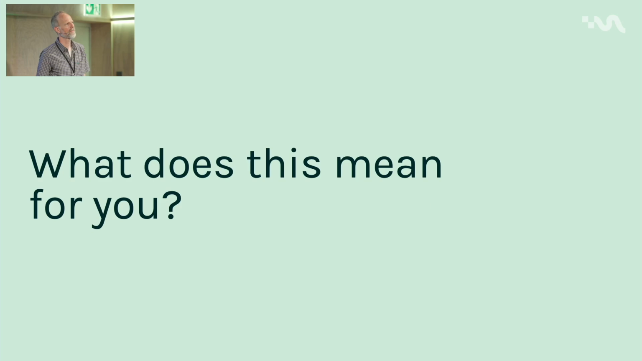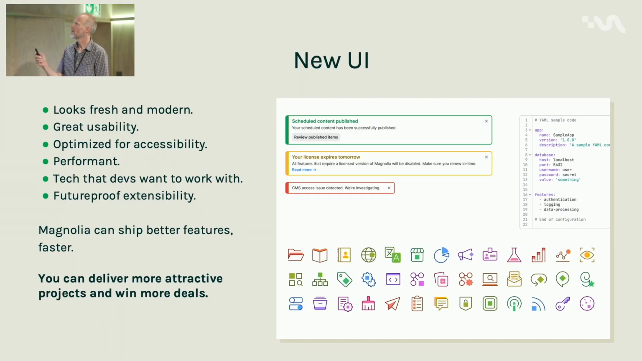Okay, so that's the 3 ingredients of the new UI. What does this mean for you as developers? Well, you get a lot with a new UI. So you get a fresh look and feel. You get great usability. You get this optimization for accessibility. It's going to be more performant. It's going to be tech that devs want to work with, and it's going to be future-proof extensibility.